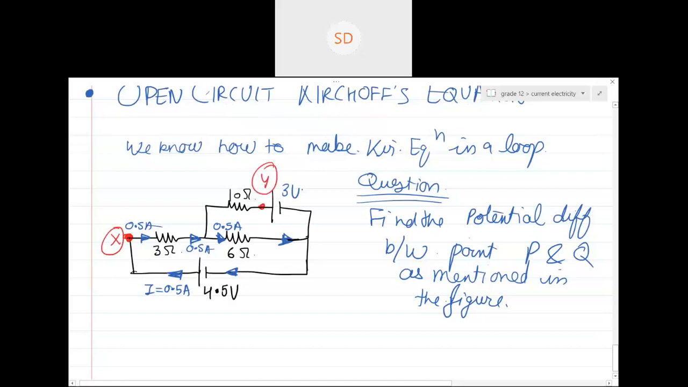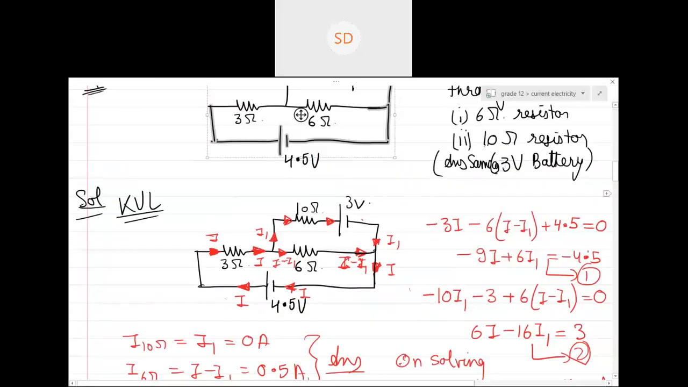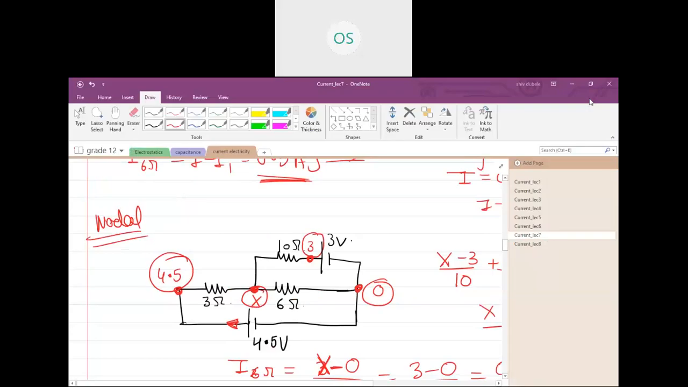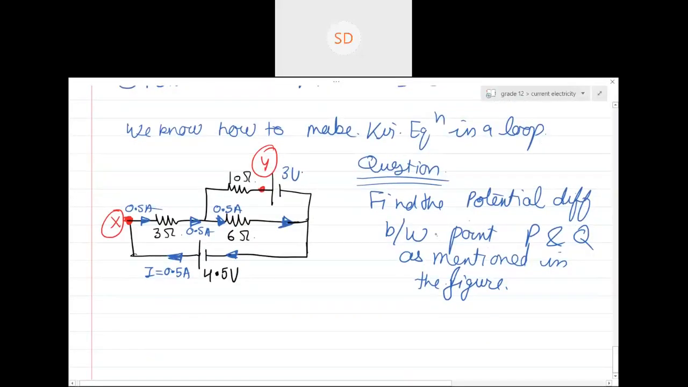Suppose you know nodal analysis, then you can answer directly, right? What is the difference between the potential of these two points? 4.5 minus 3, right? So whenever you know nodal analysis, there is no need of Kirchhoff's equation. But sometimes, even with the help of nodal analysis, you won't be able to do the problem. Here you can do it. Here X is basically 4.5 and Y is basically 3 volt, which we already know.